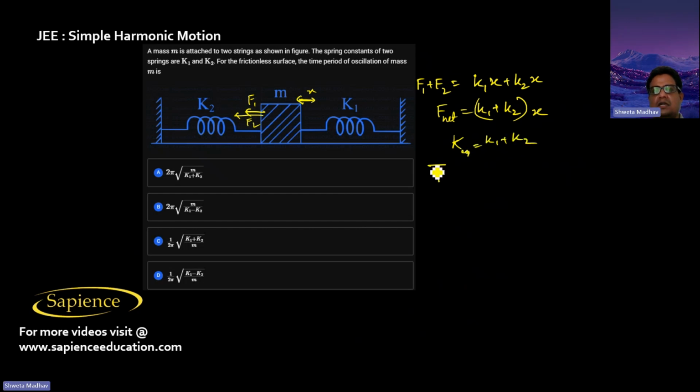So it means the equivalent spring constant will be equal to K1 plus K2. And we know that the time period of oscillation of mass is given as 2 pi root over m by k. So here k will be K1 plus K2. So 2 pi root over m by K1 plus K2. So option A is the correct answer.